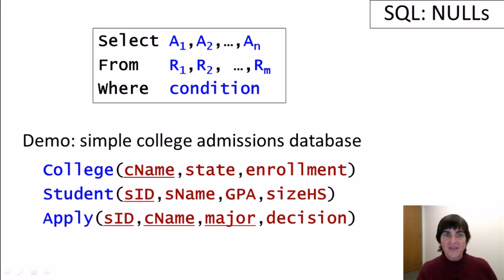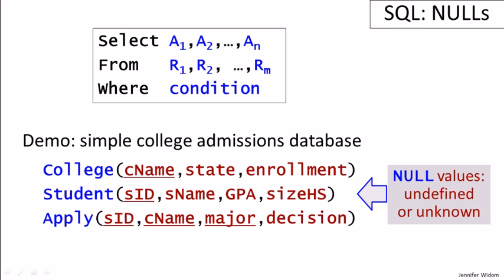Now, instead of extending what we can write in queries, in this video we'll be looking at extending what's in the data. Specifically, in relational databases, unless specified otherwise, any value in an attribute can take on the special value null. Null is usually used to mean that the value is undefined or unknown. For example, we might have a student whose GPA is unknown or who doesn't have a GPA, and we would represent that in our data with null.